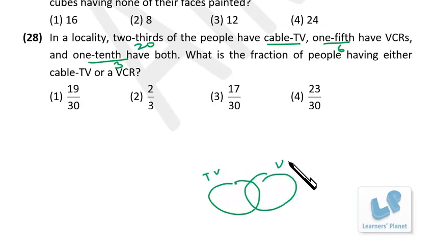TV and VCR. So 3 people have both. So in TV there will be 20 minus 3, that is 17. In VCR that will be 6 minus 3, that is 3. So what is the fraction of people having either cable TV or a VCR? That is 17 plus 3, 20, 20 plus 3, 23, right? So 23 people have TV or VCR or both of them, right? So total number of people were 30. So 23 by 30 is the required fraction, right?